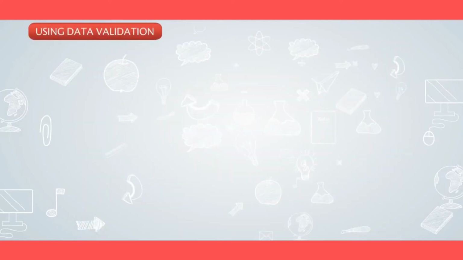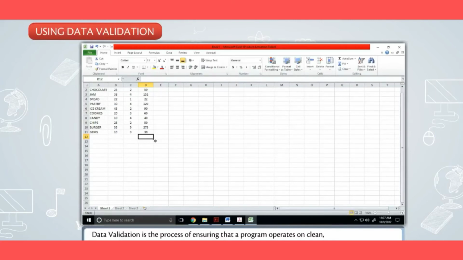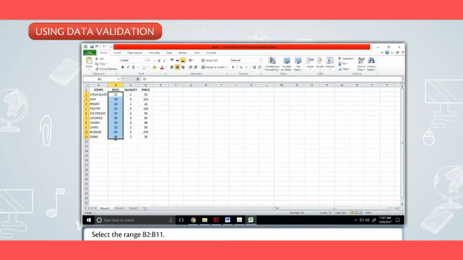Using data validation. Data validation is the process of ensuring that a program operates on clean, correct, and useful data. In Excel, it is implemented by restricting the entry in the cells within a specific range of values. In the data shown, the quantity of an item cannot be in fractions. It has to be a whole number and above 0, and the rate can be fixed to be between 10 and 100. To apply this, select the range B2 to B11.